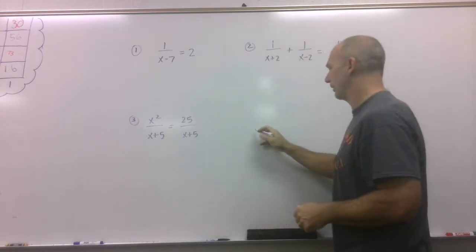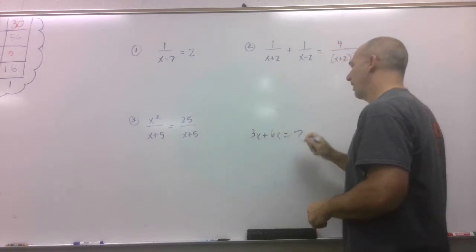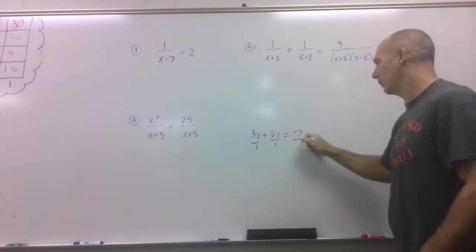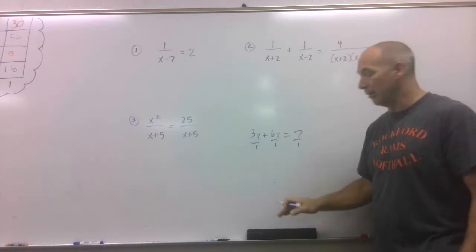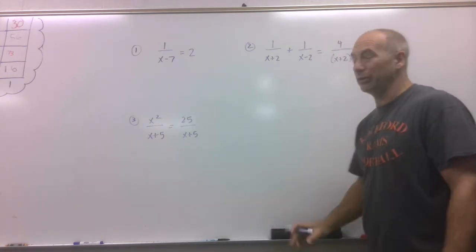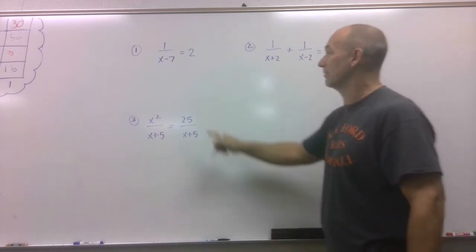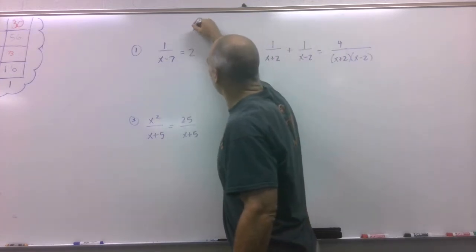Remember, if you have problems like 3x plus 6x equals 7, the denominators are all 1. There are no variables in the denominator, so you're not even concerned about it. Then all of a sudden, these buggers show up. You've got a whole other thing to worry about, and you should take care of it before the problem even begins. So, what can't x equal for this one?